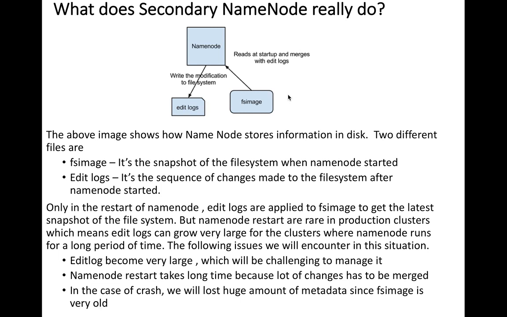So we need a copy. The first thing is we need a copy of the FS image. This copy should not be stored in the name node, because the name node is supposed to crash. If it crashes, I cannot find anything to restart my machine. So we need a copy on some other node.